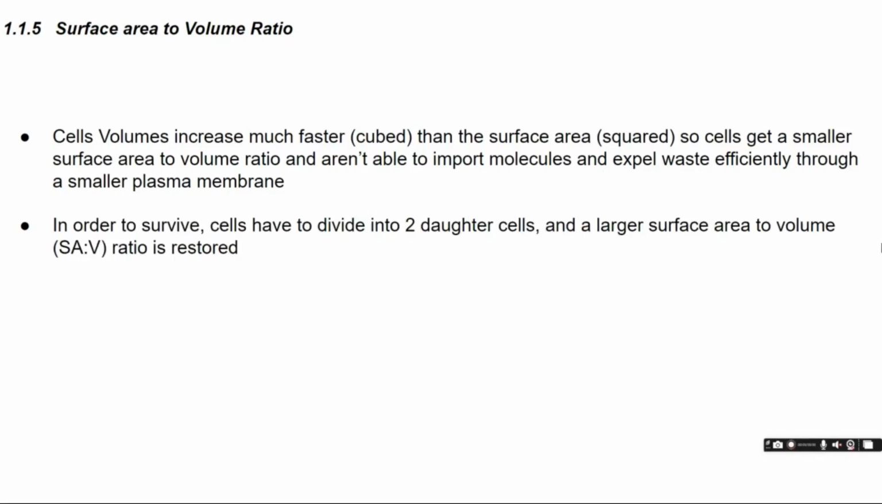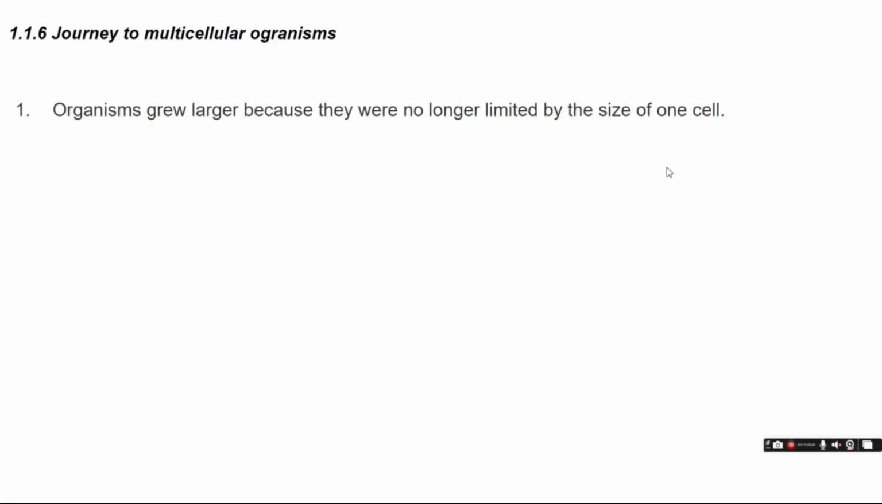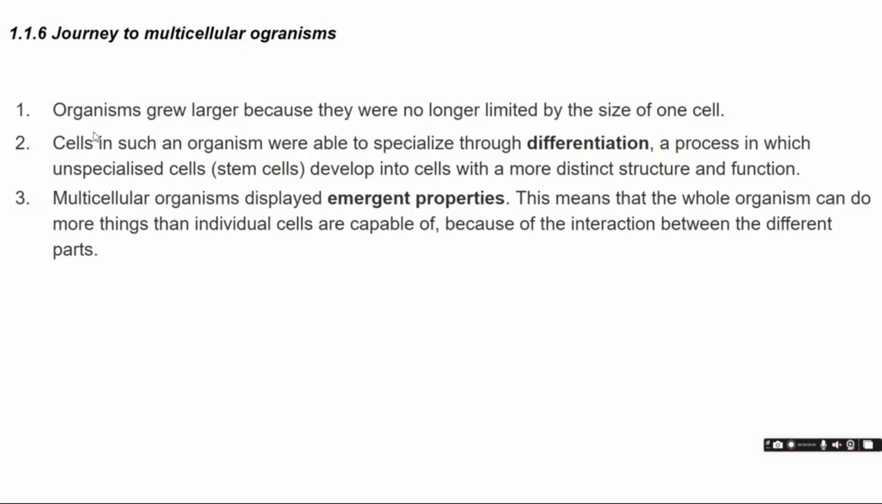So in order to survive, they have to split into two daughter cells so that a larger surface area to volume ratio can be restored and they can excrete their waste and obtain nutrients more efficiently. So this is the journey to multicellular organisms.